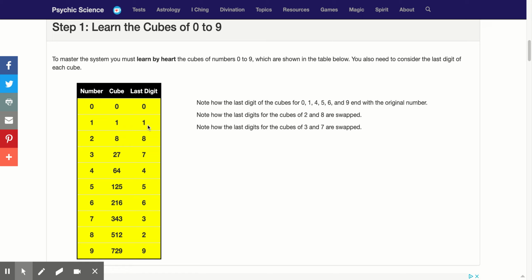1 cubed gives me a last digit of 1. 4 cubed gives me 4. 0 cubed gives me 0. I forgot that one. 5 cubed gives me a 5 as the last digit. 6 cubed gives me 6 as my last digit. And then 9 cubed gives me 9 as my last digit. Okay? But these 4, 2, 3, 7, and 8, they actually swap. 3 and 7 swap, and 8 and 2 swap. Okay? So, memorize this. You might want to write it out. Figure this out. The next part's going to be interesting.